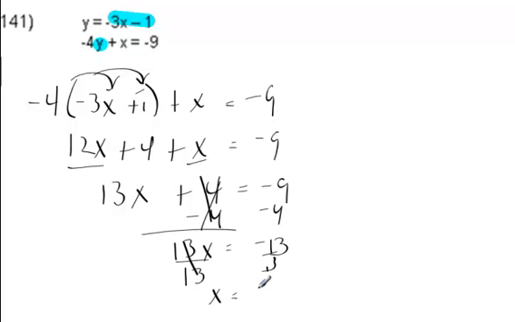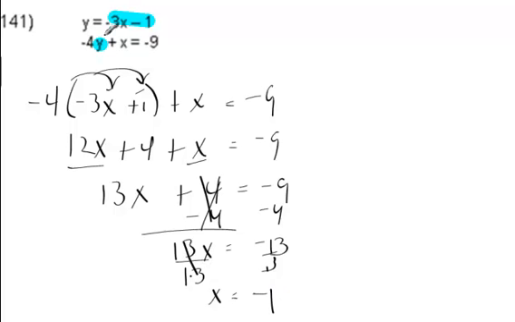Wait, no. That's not what I did. 13. Wait, that's a sign. Negative divided by positive is negative. Always do the sign first.